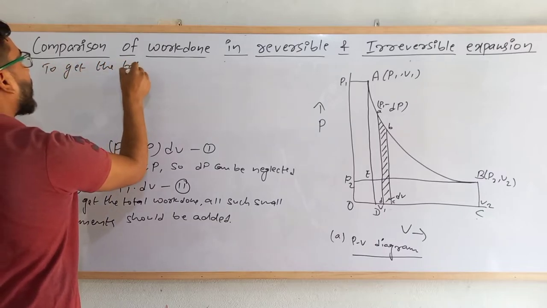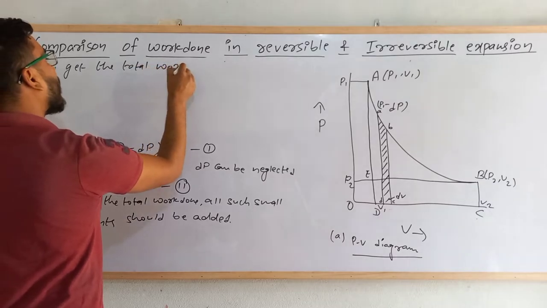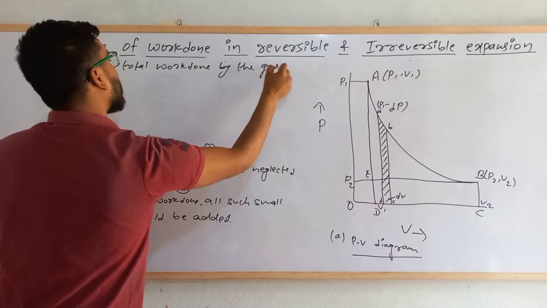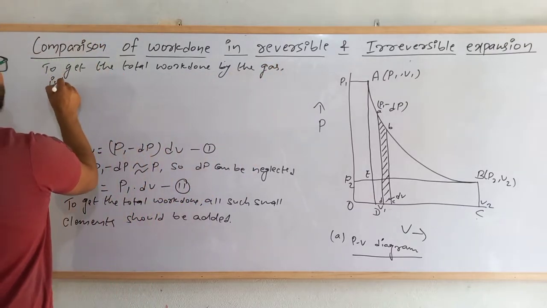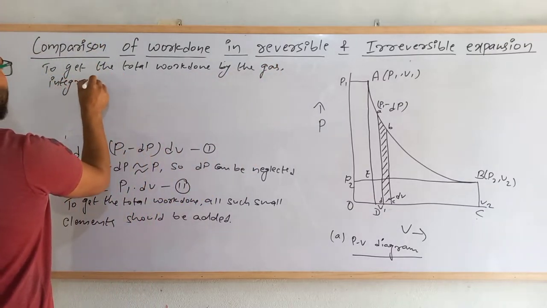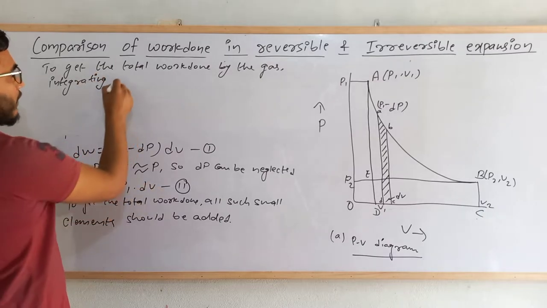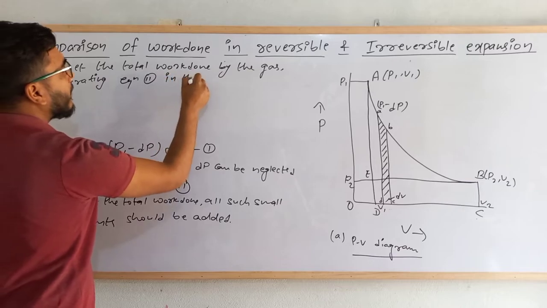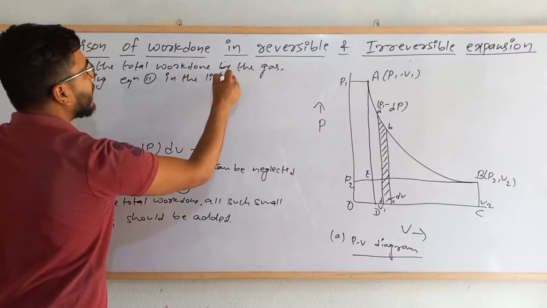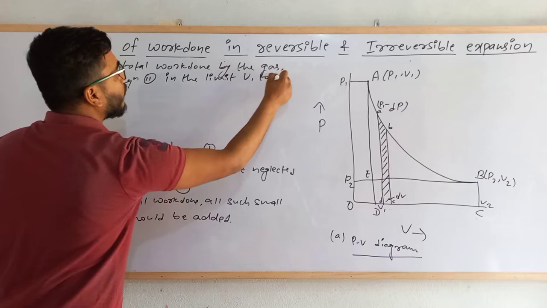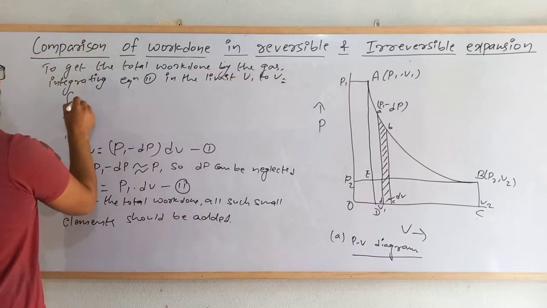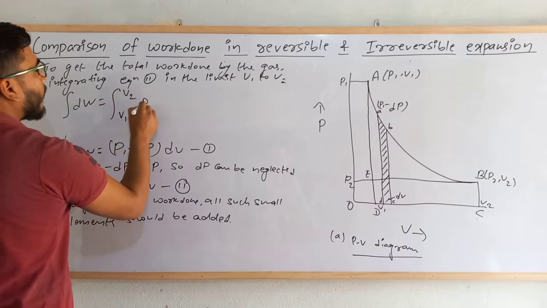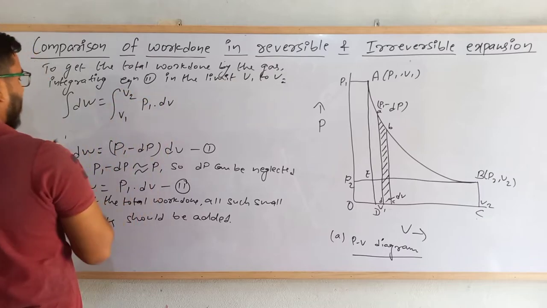To get the total work done by the gas, integrating equation number two in the limit V1 to V2. So it will be dW is equal to the integral from V1 to V2 of P1 into dV, right?